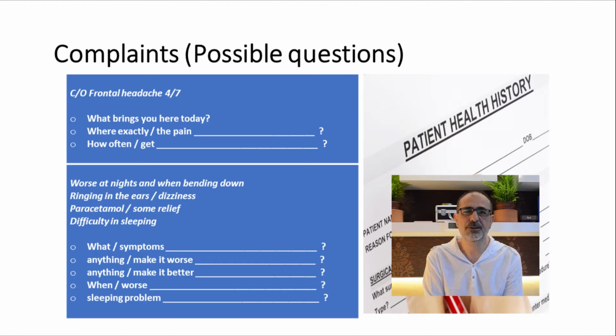Can you ask 3 questions for the first line? CO frontal headache 4/7. What can we ask for this line? Okay, first you can ask a general question. For example, what brings you here? What seems to be the problem? What's the matter with you? Kind of questions. Second, you can ask where exactly is the pain. Third, you can ask how often do you get it? How often do you get this pain?